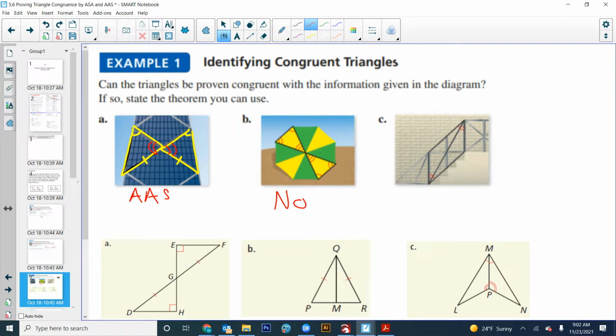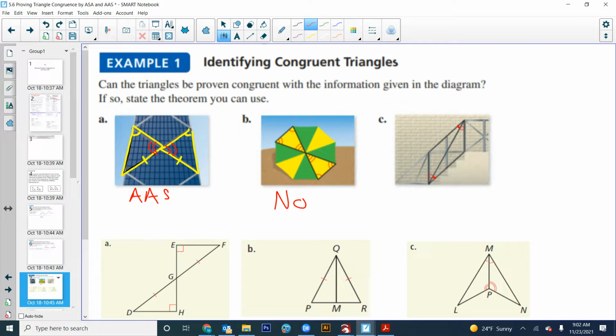All right, can you guys see the picture here? I have a single arc mark here and here. I have double arc marks there, and I have two triangles that are attached, sharing a side.